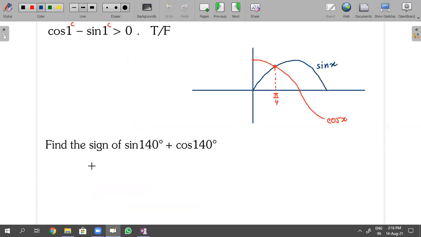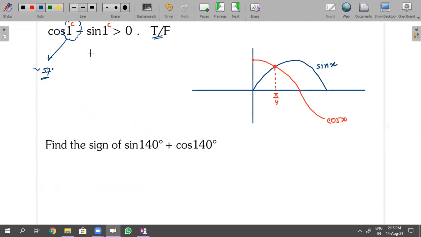Now, let me take one more. Cosine 1 radian minus sine 1 radian. You need to tell me whether this inequality is true or false. For that one, you should be aware of the approximate value of 1 radian, since the value of 1 radian is approximately 57 degrees or close to 60 degrees.